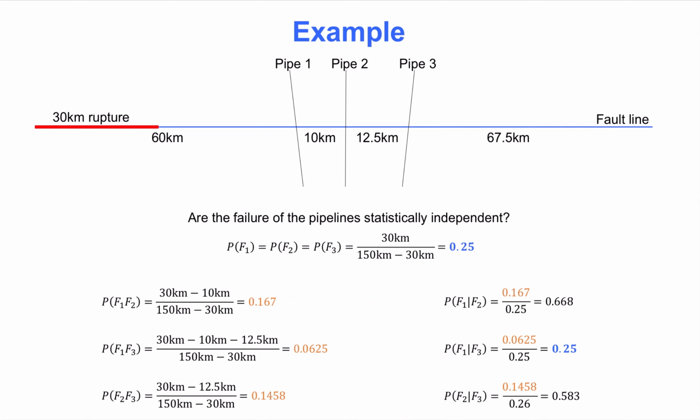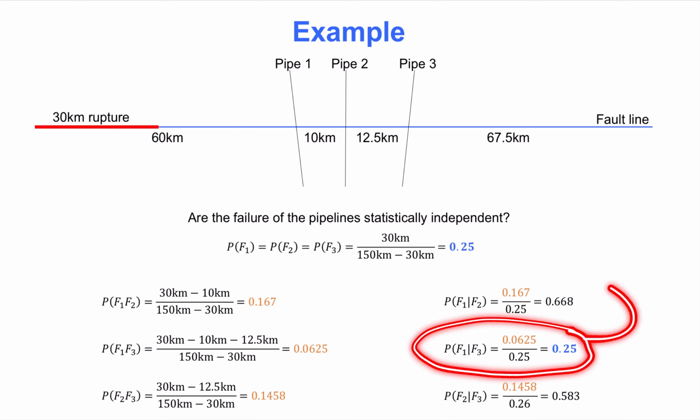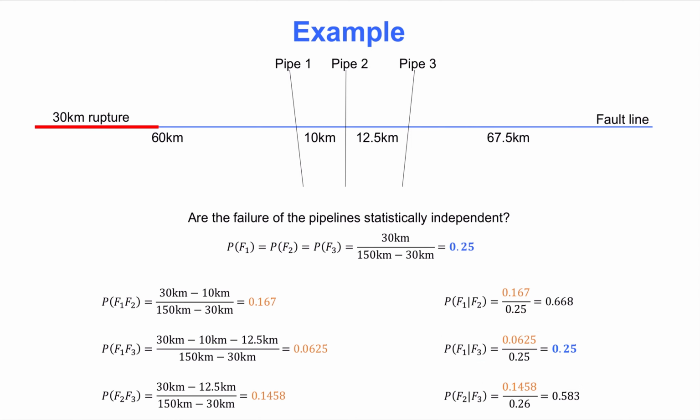The result shows that the conditional probability of failure of pipeline 1, given failure of pipeline 3, is exactly the 25% chance that was calculated for the individual pipelines. This means that the distances given in the figure at the top are exactly such that the failure events for pipelines 1 and 3 are statistically independent. In other words, if you receive a phone call immediately after the earthquake, telling you that pipeline 3 has failed, it does not affect the probability that pipeline 1 has failed. That is the meaning of those events being statistically independent.